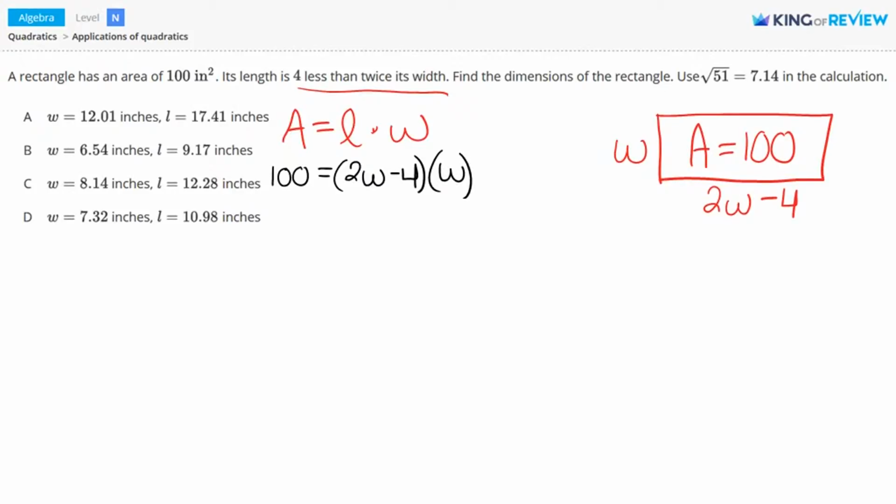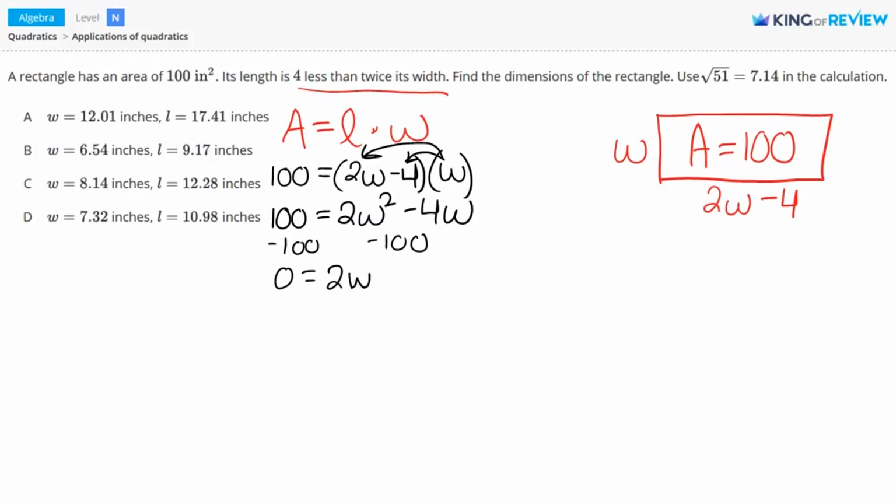Now we want to solve for w. We'll start by distributing this w to both items within the parentheses. So we get 100 equals 2w squared minus 4w. I want to get a 0 on one side of the equation, so let's move the 100 over to the right-hand side. So I'll subtract 100 on both sides. Now I have 0 equals 2w squared minus 4w minus 100.